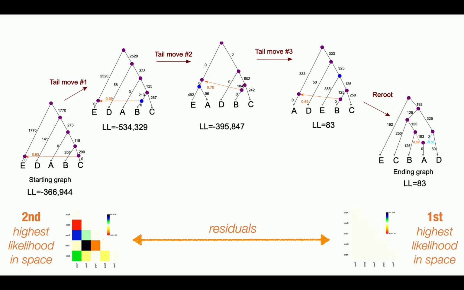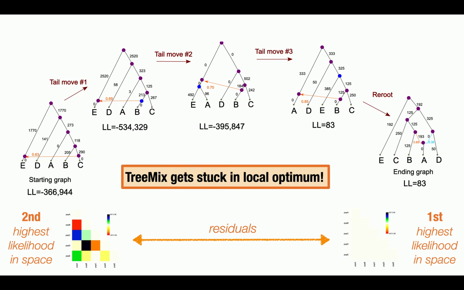But we also evaluate the likelihood of all networks with one admixture event on these 5 populations, and we found that our starting graph had the second highest likelihood of all networks in this space. It was second only to the ending graph, which is our true network N star. And as we can see from the residuals, the N star network is a much better fit for the data than the starting graph. And so in this case study example, TreeMix gets stuck in a local optimum and returns the incorrect graph.